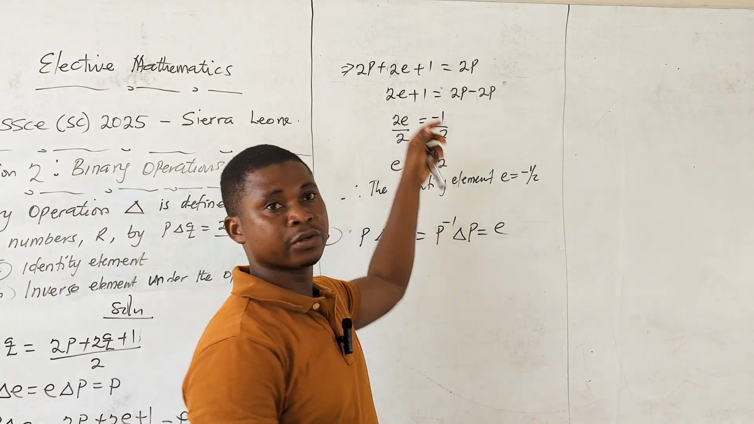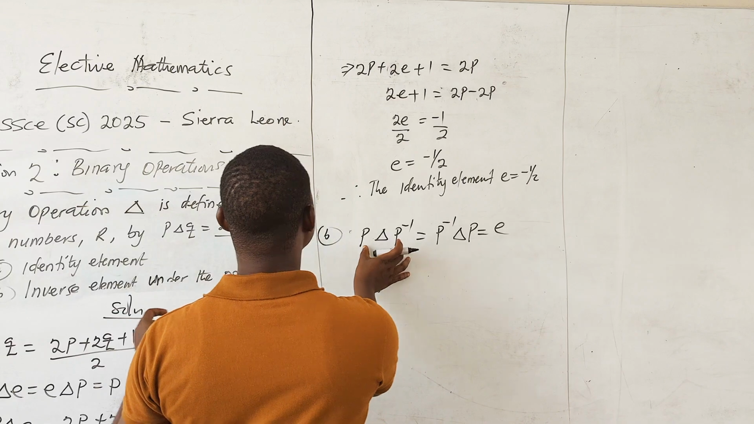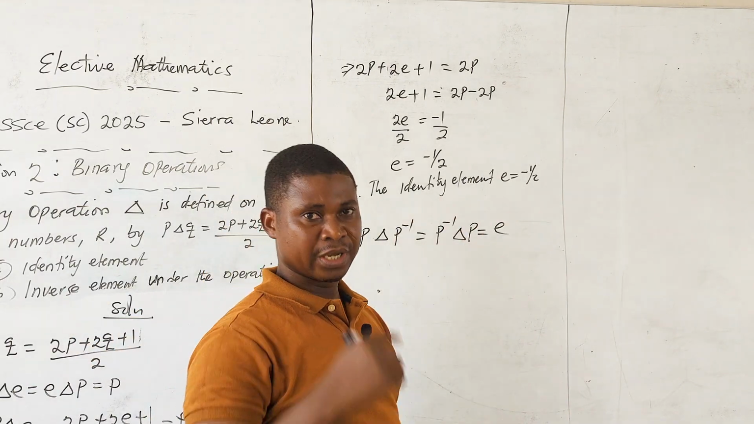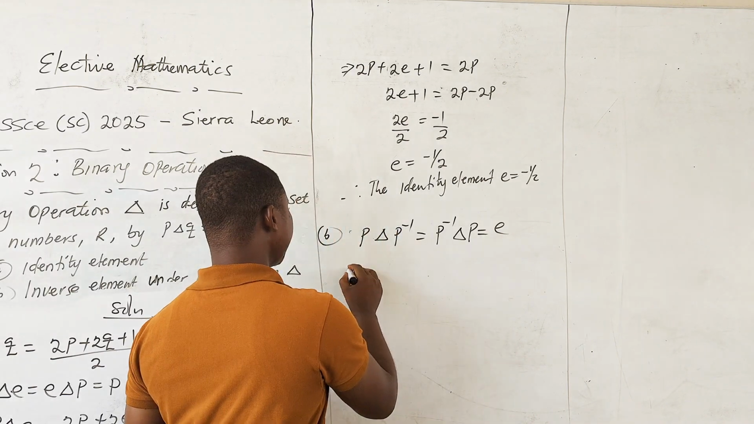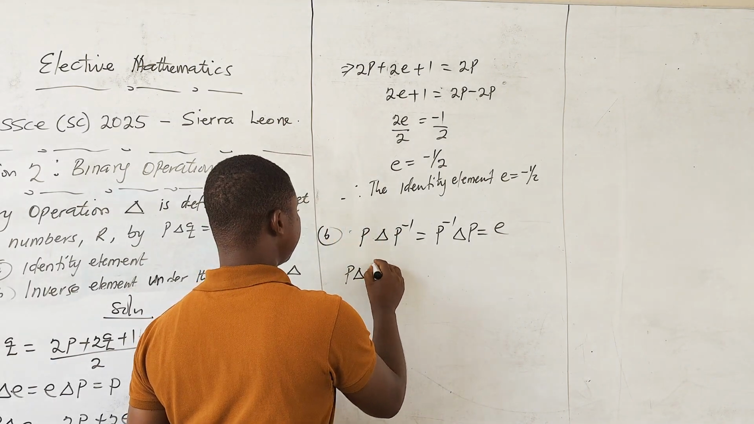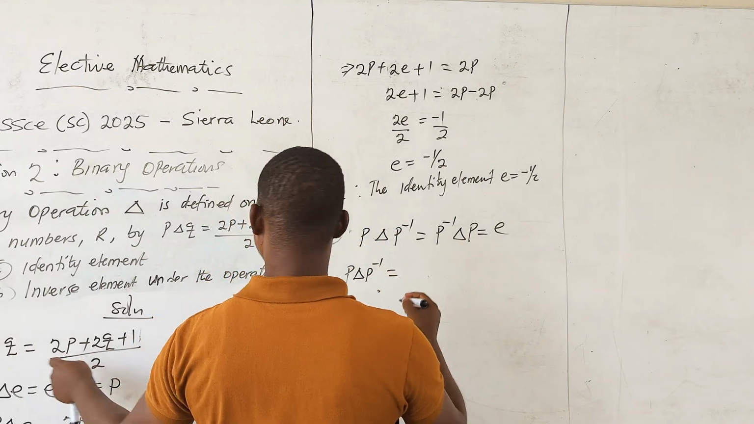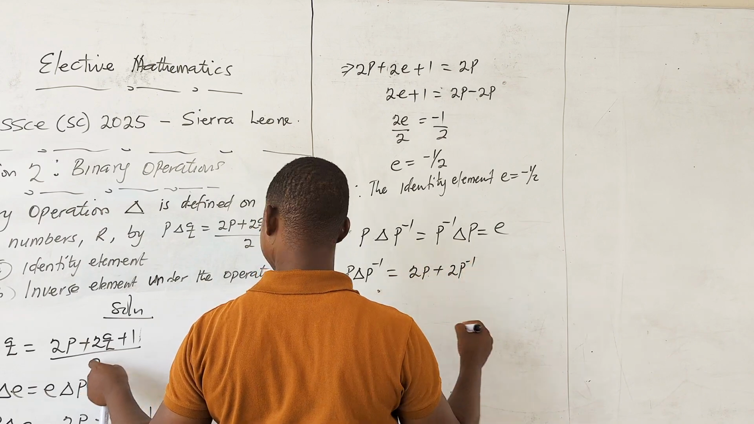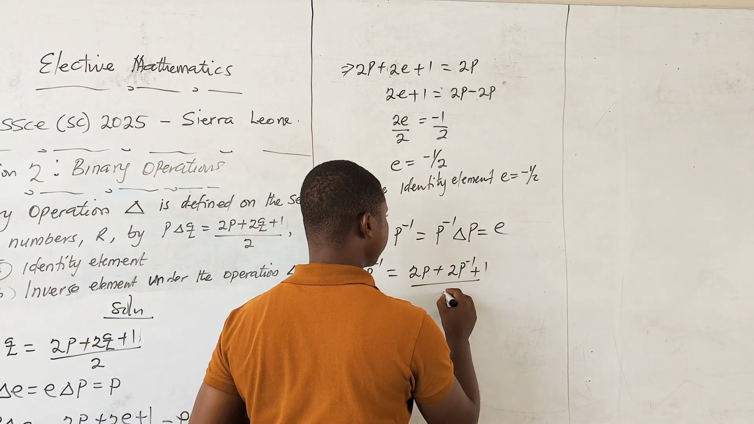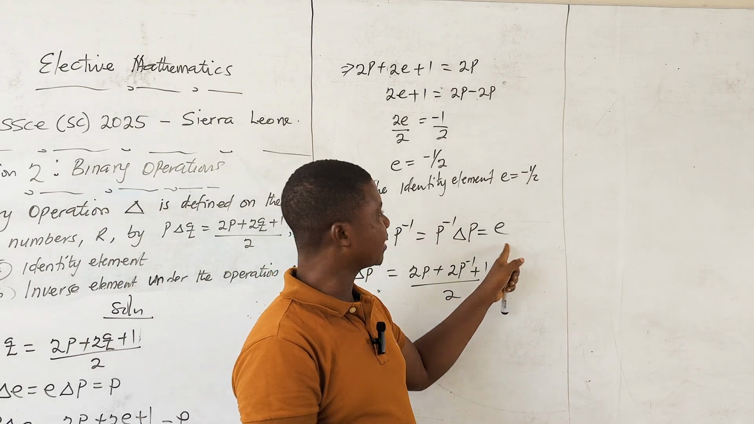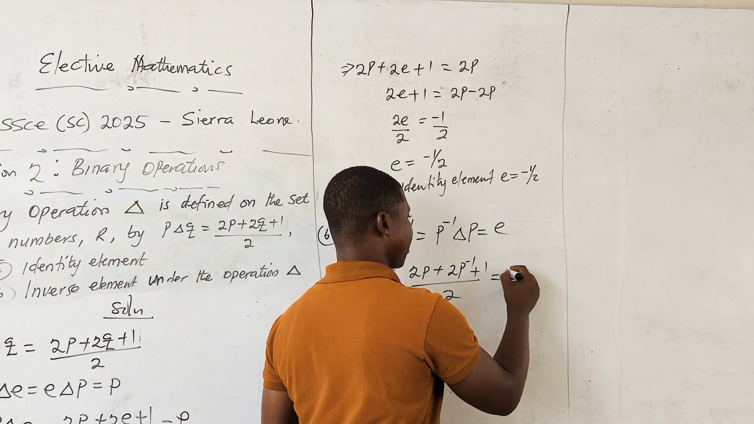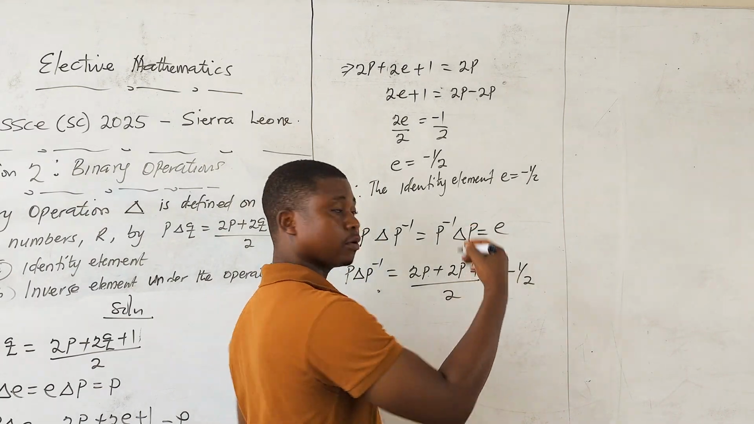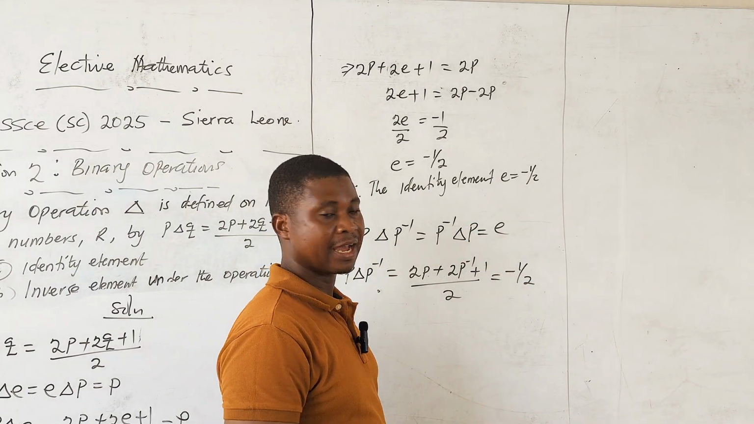And here we've already found the identity element. So we are going to substitute this one into the operation given and equate it to the identity element. So P operating on P inverse, which is equal to 2P plus 2P inverse plus 1 all over 2, should be equal to the identity element. And we know the identity element to be negative half. So at this stage, we can continue and find P inverse.